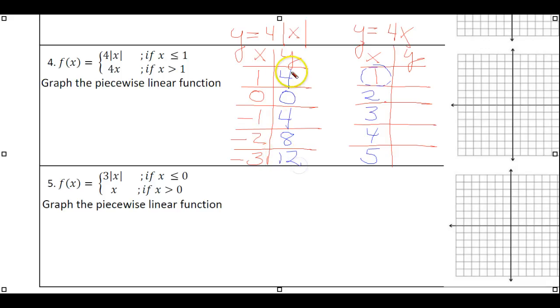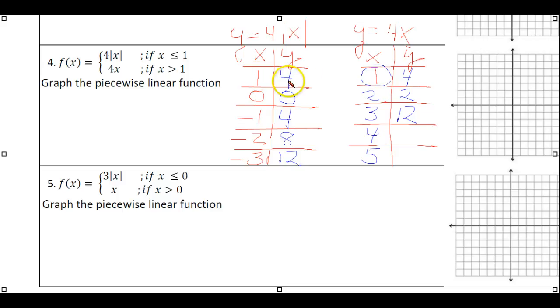So we're off our graph here anyway. So let's do this one. 4 times 1 is 4. 4 times 2 is 8. 4 times 3 is 12. And we're off the graph. So let's plot it now.